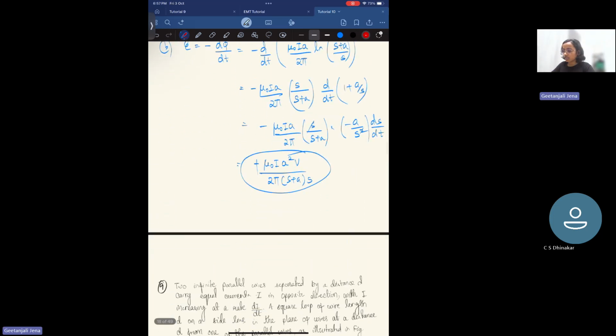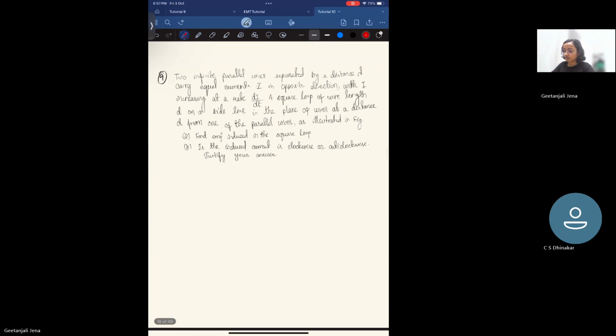Okay, good. Let us see our question number 9. It says there are two infinite parallel wires separated by a distance d, which carries equal current I in the opposite direction. So let me draw it side by side. So there are two infinitely long wires separated by a distance d, carries equal current in opposite direction. Let us say this is I.